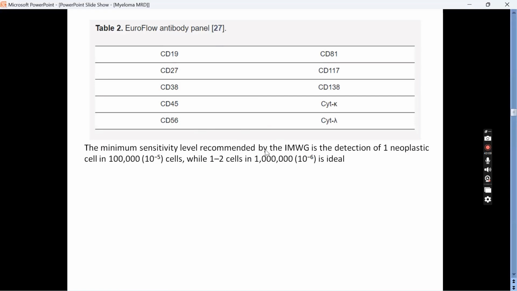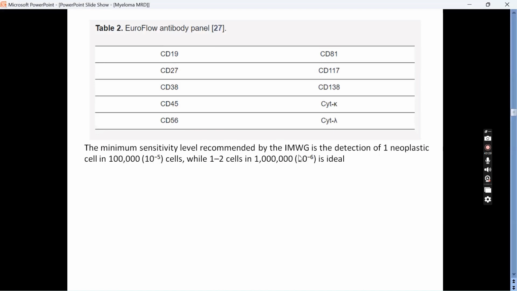Okay, and the minimum sensitivity level recommended by the International Myeloma Working Group is the detection of 1 neoplastic cell in 1 lakh cells, that is 10 to the power of -5, or 1 to 2 cells in 1 million cells, so 10 to the power of -6. So you should reach this sensitivity.